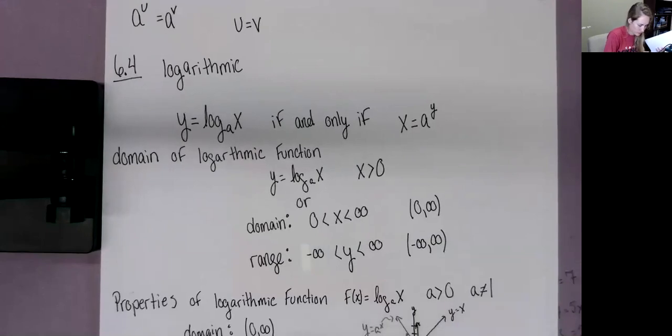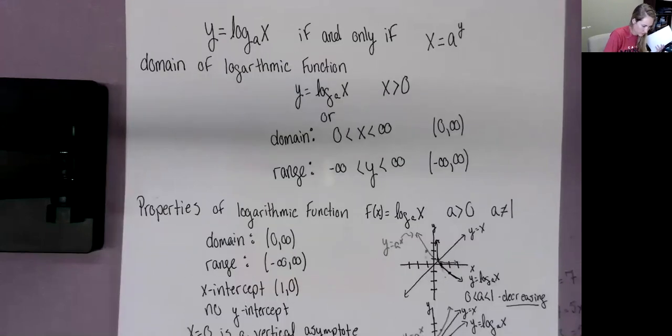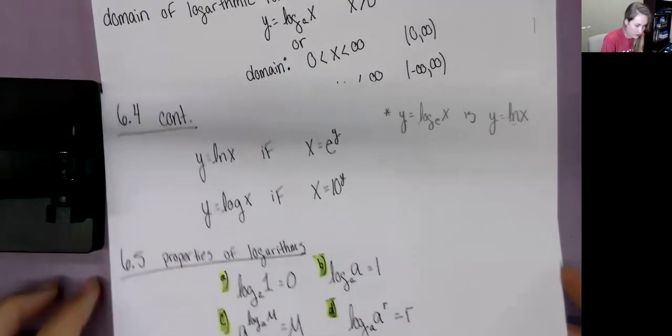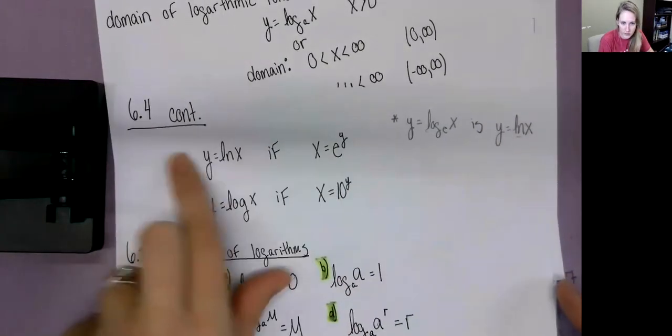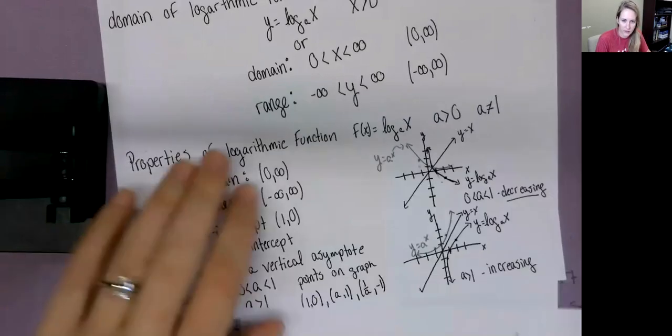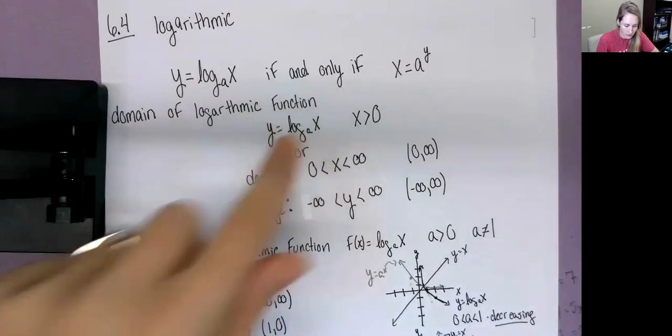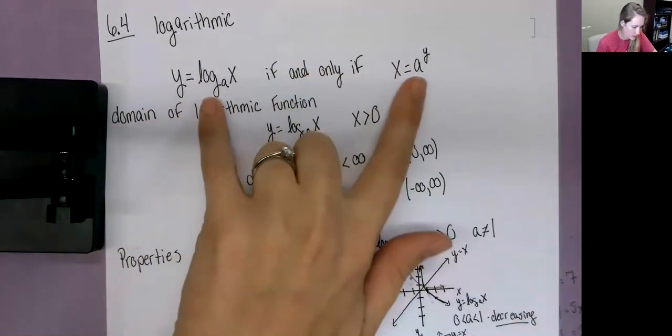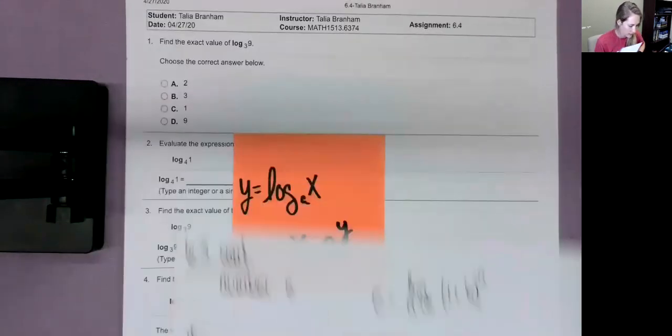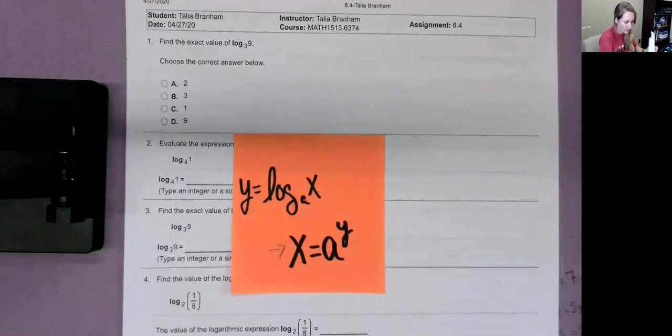We're on 6.4, the logarithmic, and it has the properties of a logarithmic function, the domain, and then 6.4 continued here. And we're going to use this one near the end of our lesson and this one right here a lot. So I went ahead and wrote these two down on a sticky note right here. And that's what we're going to be using to get through this.